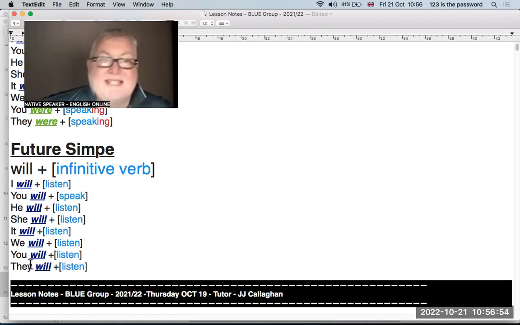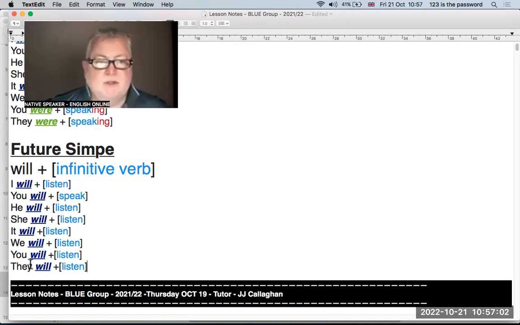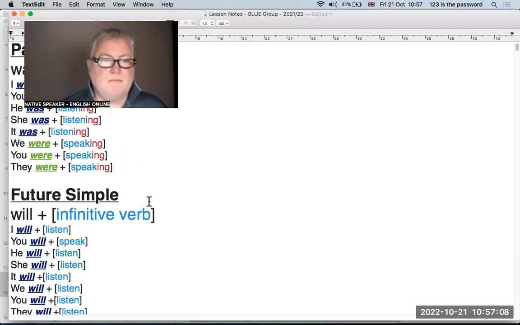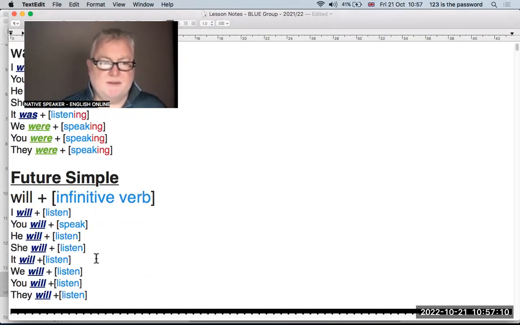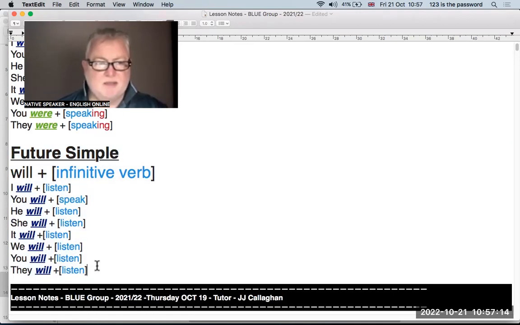What happens to the T in "it" usually? It's like a D, maybe. Good. It'll. So it'll. Good. It'll listen. So in the future simple, you need two verbs. What about if we went to the present perfect?